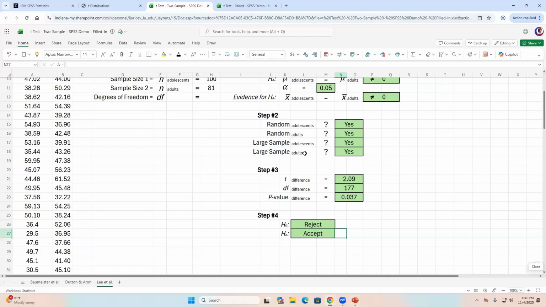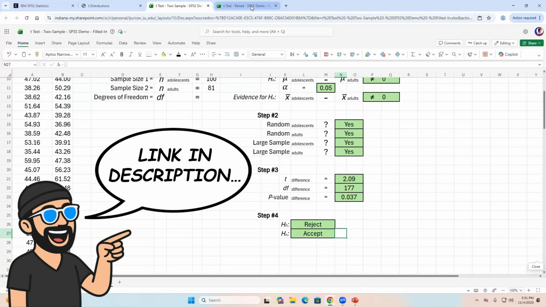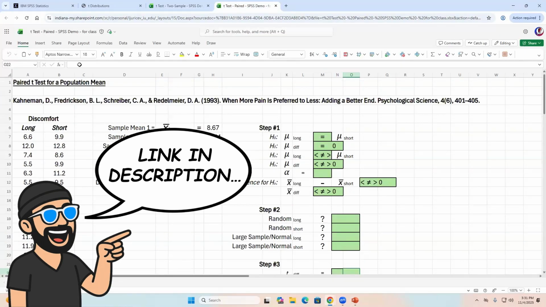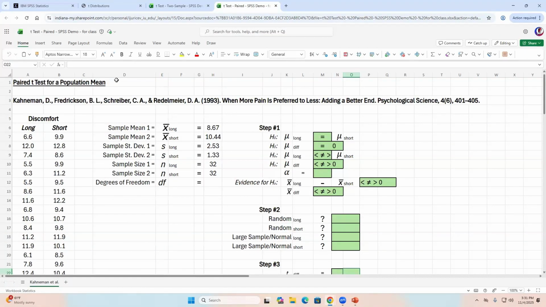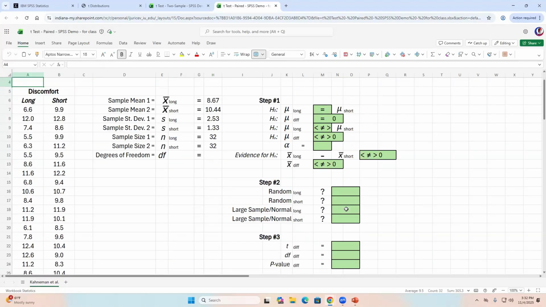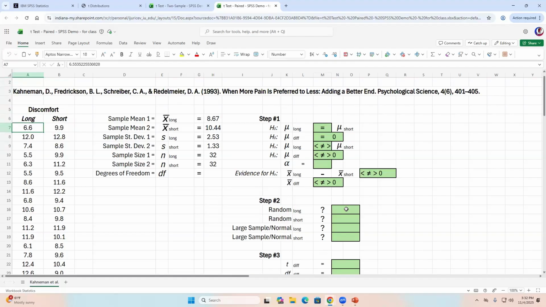So let's take a look at the data for this. For this, we have a new Excel sheet. It's this one over here, the paired t-test for population mean. So we got Kahneman's "When More Pain is Preferred to Less." And then here we have the ratings of discomfort. So we're just going to focus in on the discomfort ratings. And here we have 32 subjects. And the 32 subjects rated how uncomfortable was the long trial on a scale of 1 to 14.